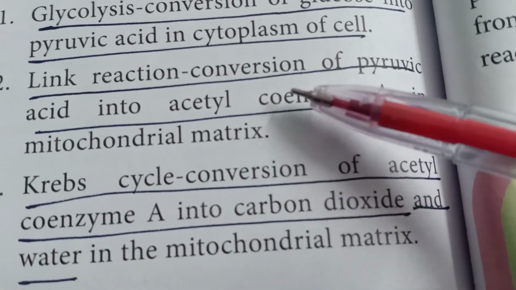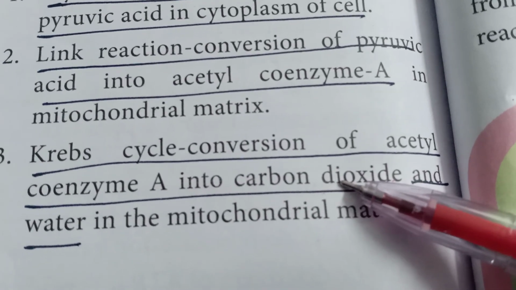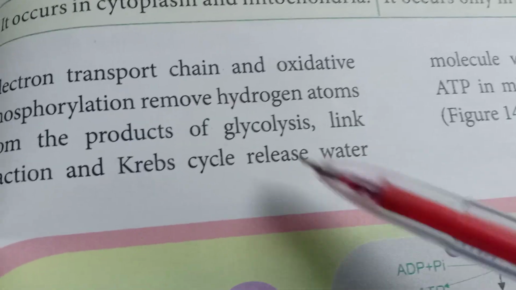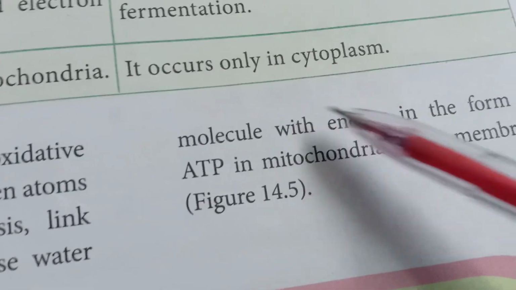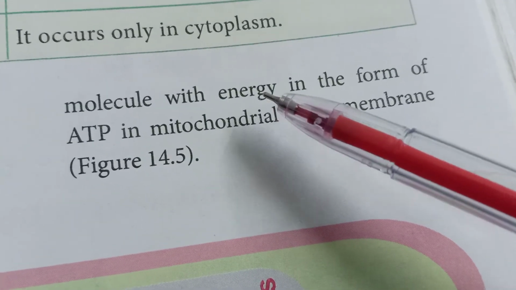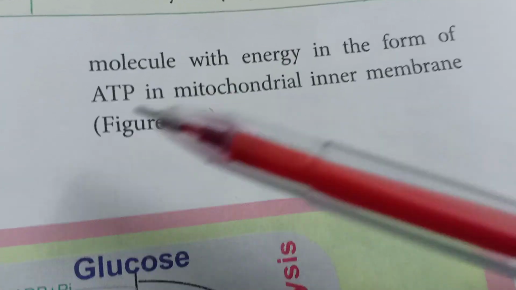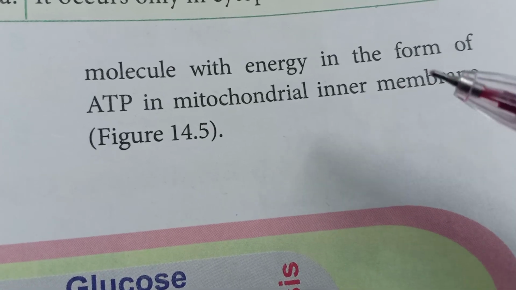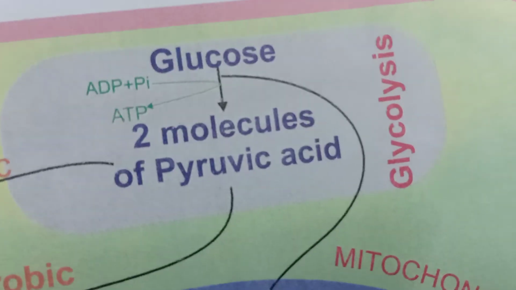In Krebs cycle, what happens? Acetyl coenzyme A is converted to carbon dioxide and water. In electron transport chain, in all these reactions, when the electrons keep on moving from glycolysis, link reaction, Krebs cycle, they release water and carbon dioxide with energy in the form of ATP. In all the above 3 reactions, the electrons are released, energy is released, and that energy is called ATP. This ATP is released in the mitochondrial inner membrane.